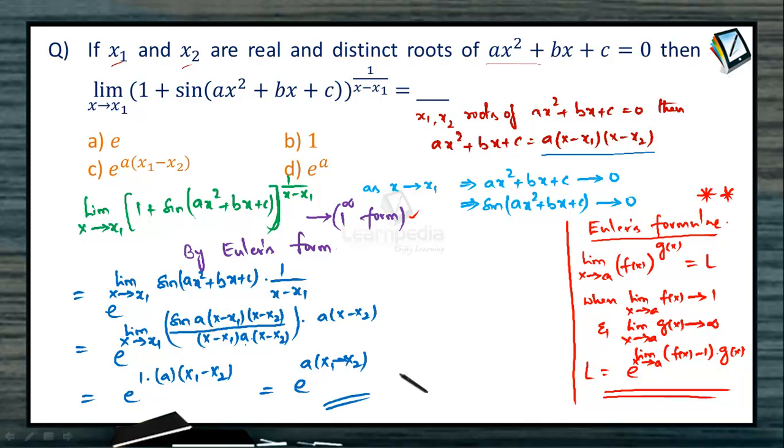A problem which uses two important applications of limits. One is the important Euler's formula and the other one is that sin h by h, as h tends to 0, would always be 1. So which option is it satisfying? Yes, option C, which says the value of the required limit is e to the power of a into (x1 − x2).